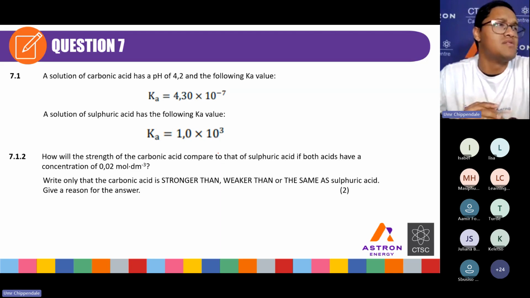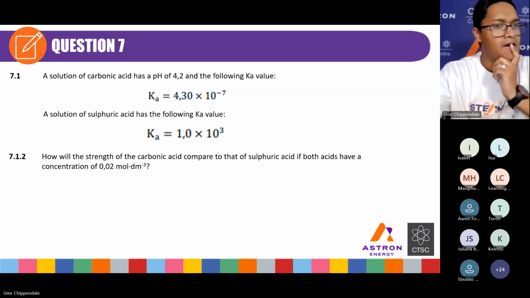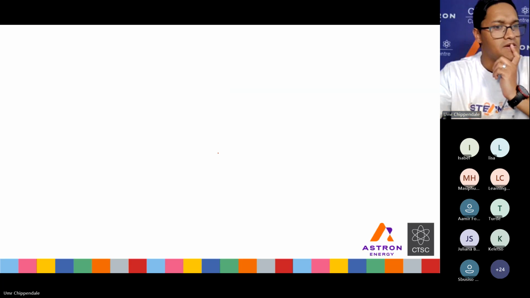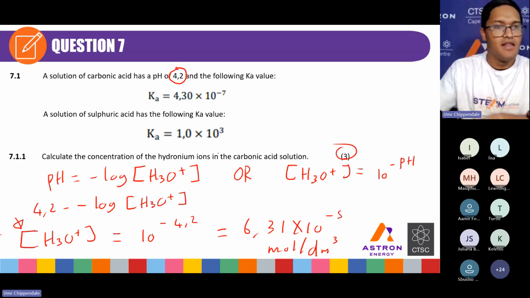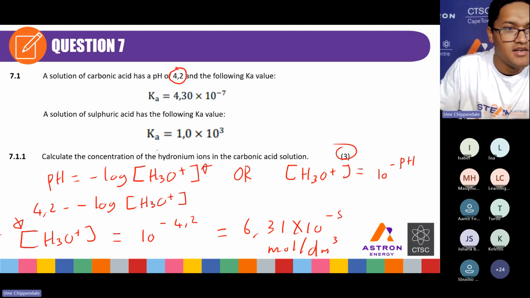Okay, I see someone is saying that they do not understand 7.1.1. So we will get to that now. In 7.1.1, they wanted us to calculate the concentration of hydronium ions. Remember, this is another way of writing H3O plus ions, in the carbonic acid solution. This is the solution of sulfuric acid, not that one. This is a solution of carbonic acid. So they want us to focus on these different values. They told you we have a pH of 4.2.